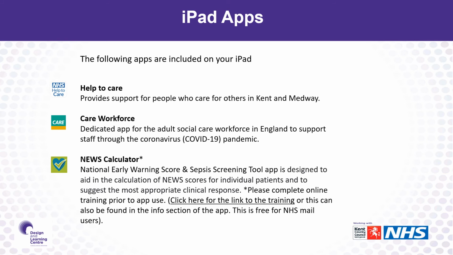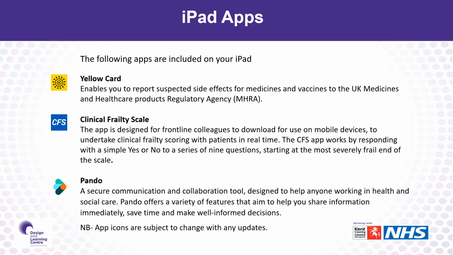The News Calculator is the National Early Warning Score and Sepsis Screening tool, designed to aid in the calculation of NEWS scores for individual patients and to suggest the most appropriate clinical response. Online training is available for this and needs to be completed prior to using the app. Yellow Card enables you to report suspected side effects for medications and vaccines.